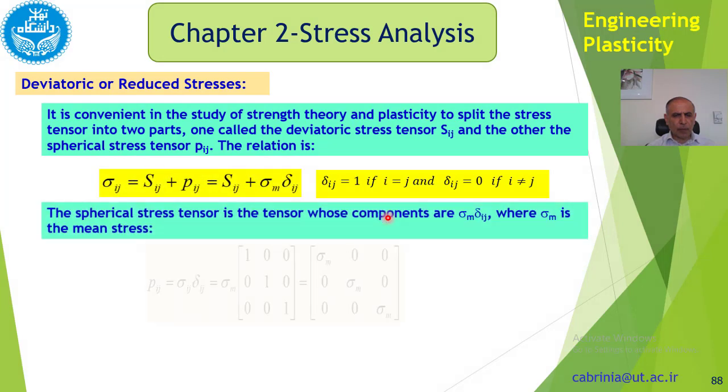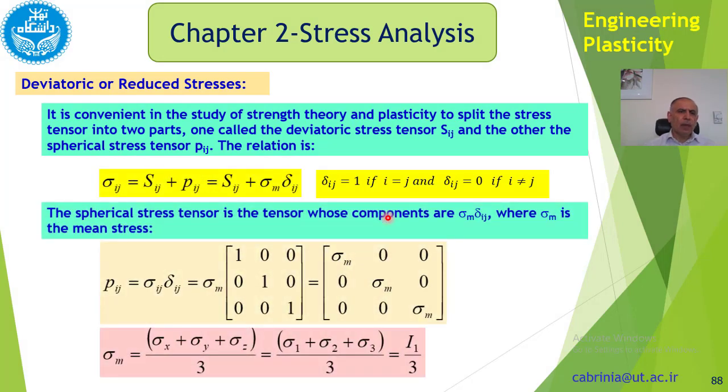Okay then. Now here we are showing the same thing that we showed in the previous slide in tensor notation. Instead of sigma prime, we are showing S. So this S is the deviatoric stress, and this P is the hydrostatic stress. So the stress is equal to the deviatoric component plus the hydrostatic component. Okay, so we are using tensor notation here.